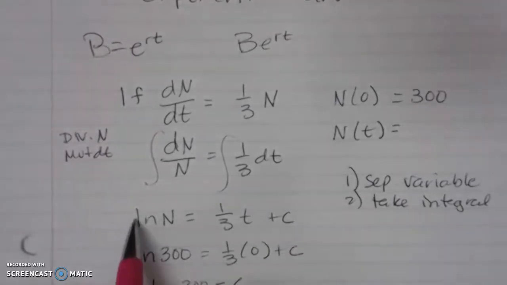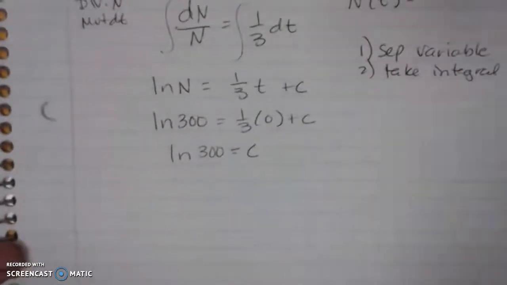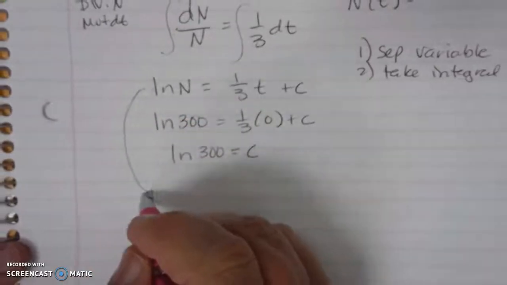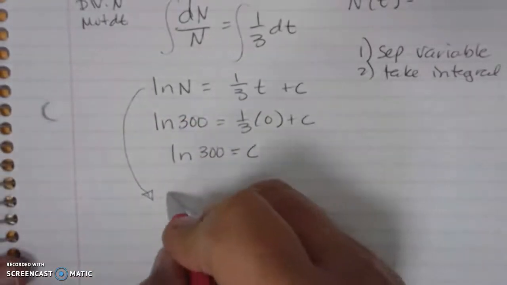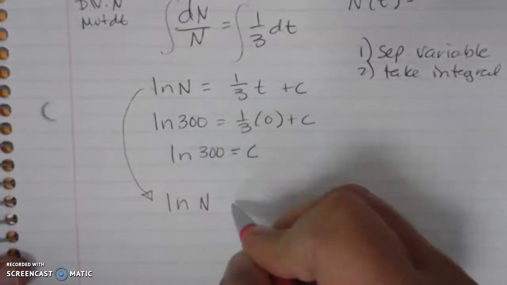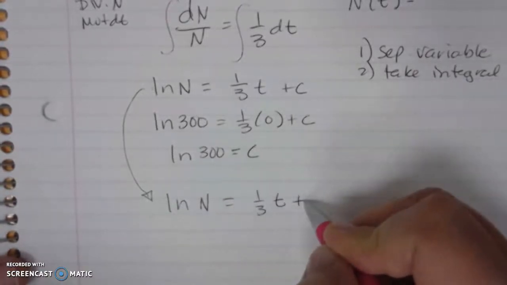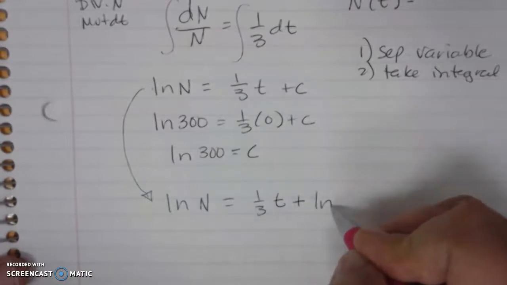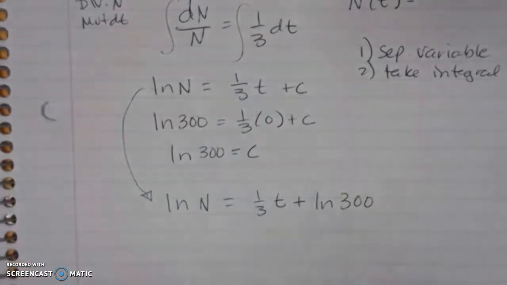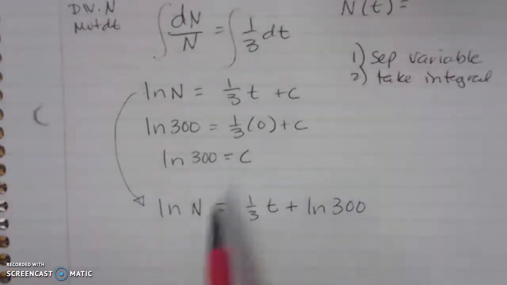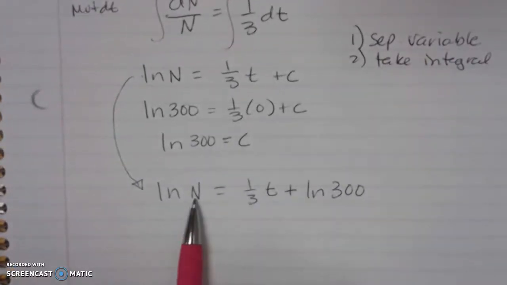So now I can rewrite this equation down here, filling in the terms that we know: ln of N equals 1/3 t plus ln of 300. All right? We still want to know what N of t is, so I have to solve for N. We want to get N by itself.